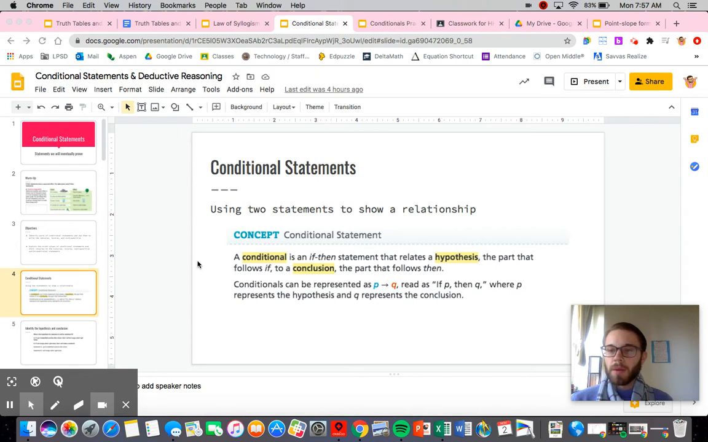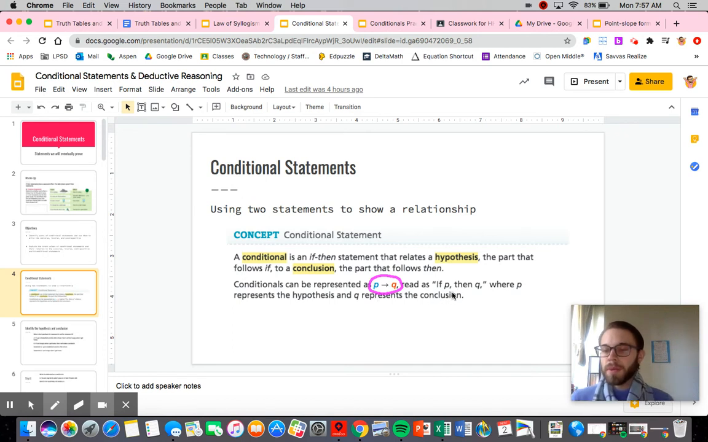And just as a broad overview, a conditional statement is an if-then statement that relates the hypothesis, that's the part following the if, to a conclusion, so the part following the then. You could represent it as P arrow Q, which you can read in a couple different ways. You could read it as P implies Q. We're saying the hypothesis implies the conclusion. You could also read it as if P then Q, where P represents again the hypothesis and Q the conclusion. So ultimately, we're going to be trying to illustrate some sort of relationship between two things.